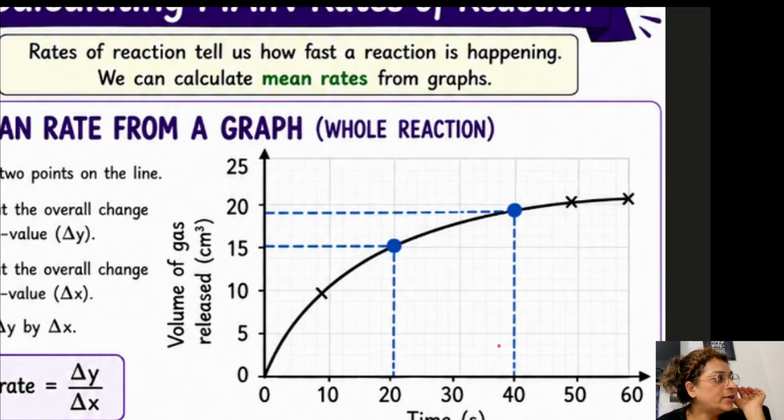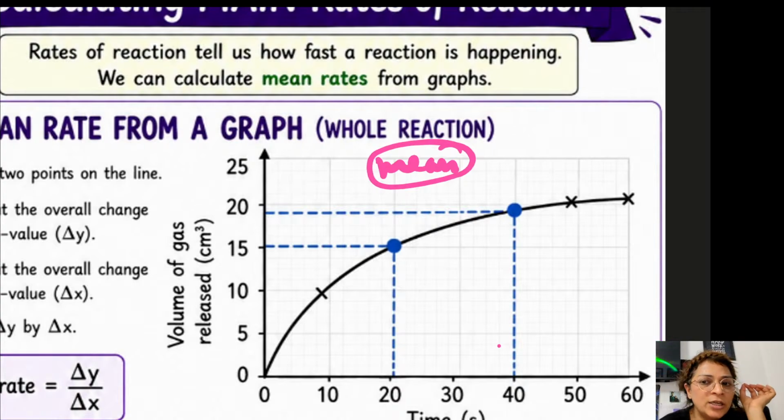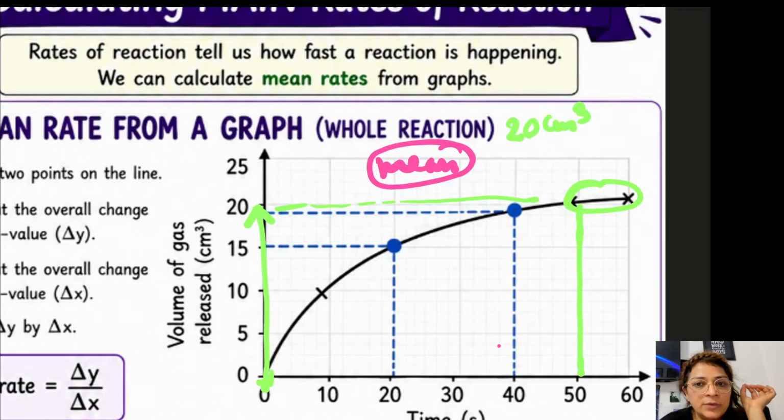Listen to me carefully, yeah? You will have a question like this where they ask you to find out the mean rate. The minute you see the words mean rate, you locate where the line is plateauing. It is plateauing here. Now in the chat, tell me, why should I not take the volume, which is approximately 20 centimeter cube? You divide the volume that you get from this. See where the line is flattening. That's your total amount of volume.